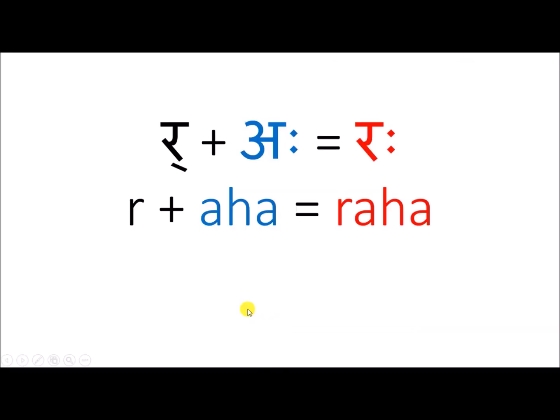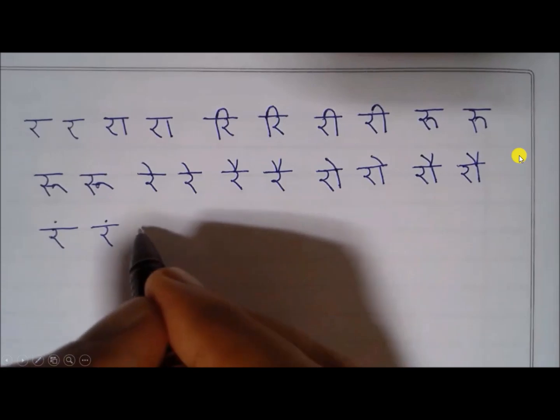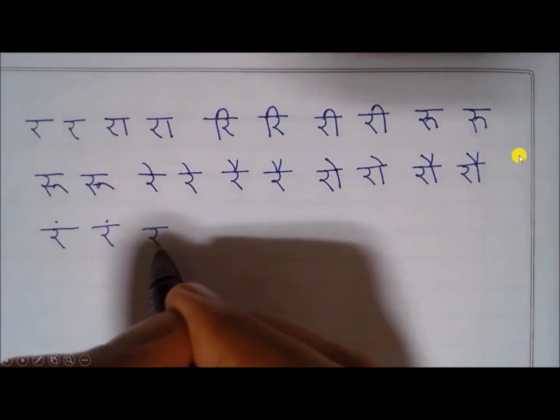Okay. The last sound is raha. And you get this sound raha when you add r to aha. R plus aha equal to raha. R plus aha equal to raha. Okay. And raha is written like this.